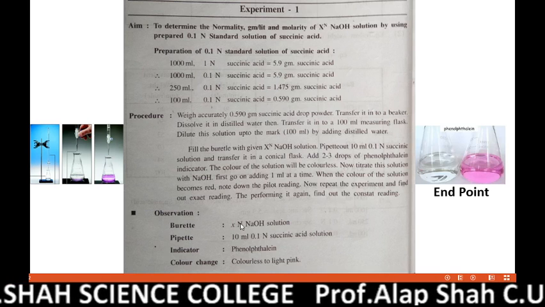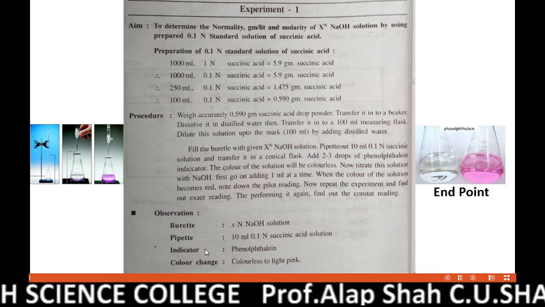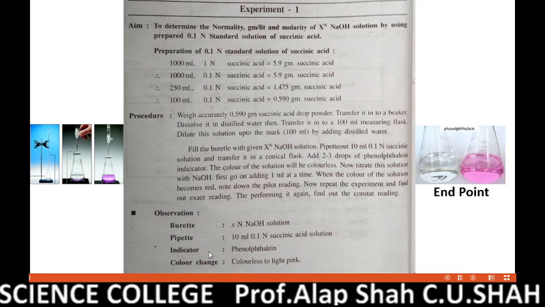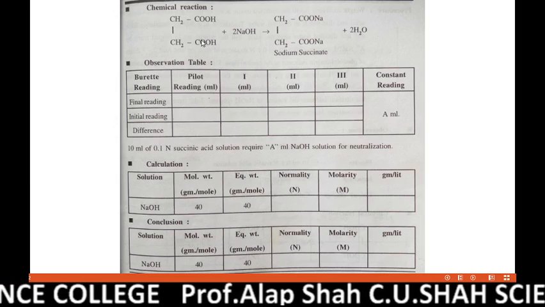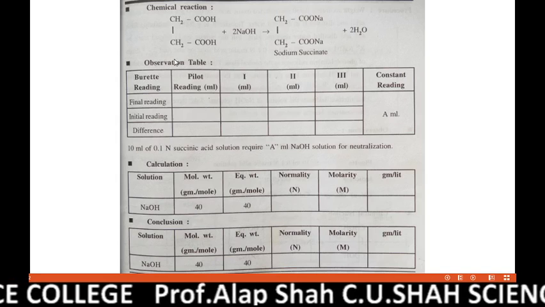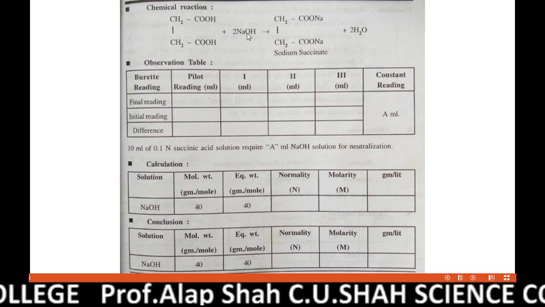Observations: in the burette we are filling NaOH, with the pipette we are taking succinic acid. Indicator is phenolphthalein, color change is colorless to light pink. Equation: 1 mole of succinic acid, but it is a dibasic acid, so 2 moles of NaOH is required.